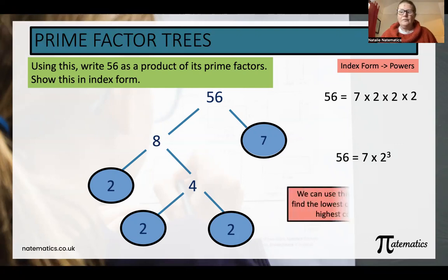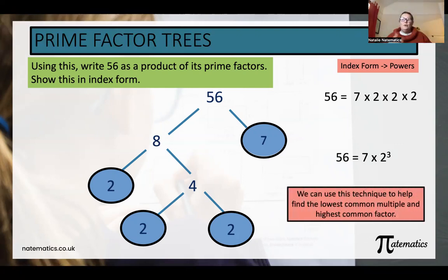Okay. Now, we can also use this technique to help find the lowest common multiple and the highest common factor. This is where I'm now going to record that lesson. And obviously, if you're watching this as standalone, go and find the link and I will show you how to use this technique to find the highest common factor and lowest common multiple, or HCF and LCM as we most commonly call them.